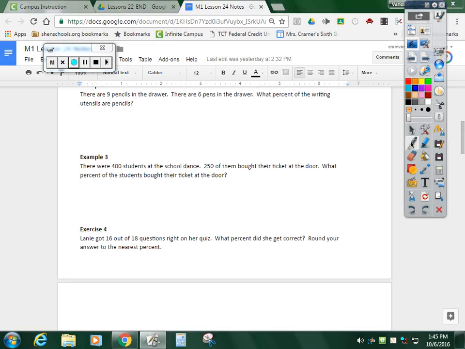There are 400 students at the school dance. This is your total. 250 of them bought their ticket at the door. What percent of the students bought their ticket at the door? So the ticket at the door is 250 out of a total of 400 students.